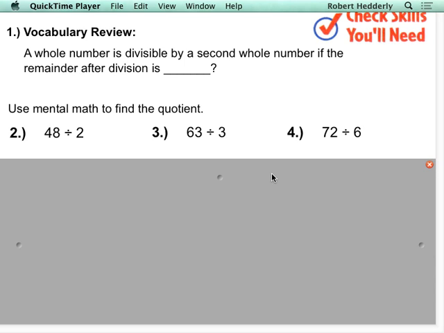Okay, can I get somebody to share with the class the answer to number 1? Yes? 0, very good. A whole number is divisible by a second whole number if the remainder after division is 0.